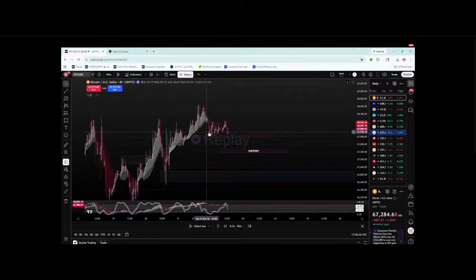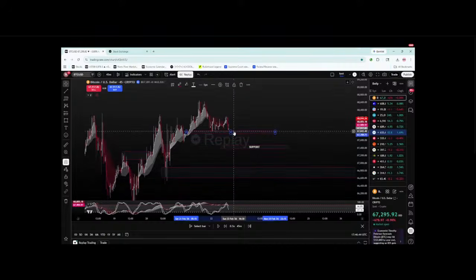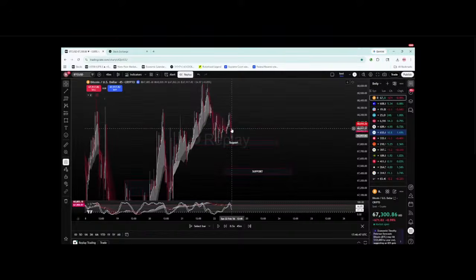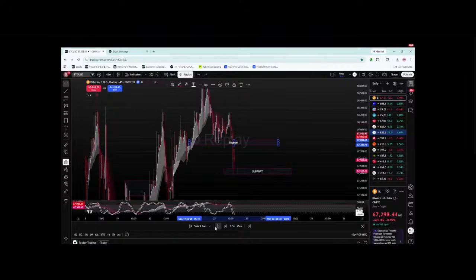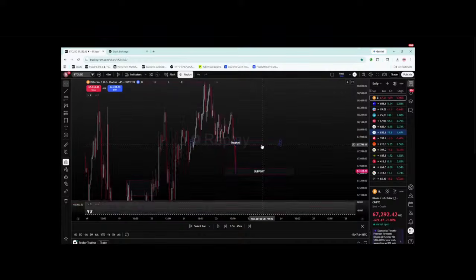So how can we use this information to our advantage? If price breaks below this key level of support, here's an important rule: when price breaks below a level of support, that level of support now becomes resistance. So this level goes from being support. Let's go a little bit forward. All right, price broke through this level here.